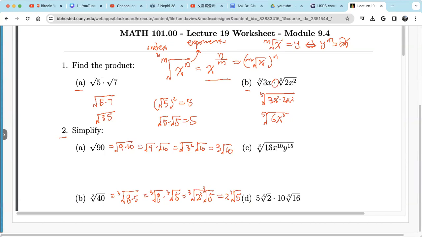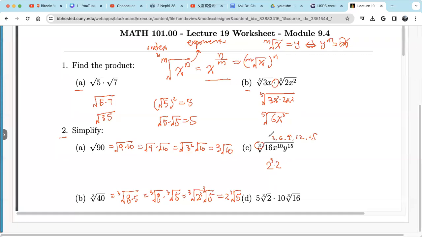Let's see C. We want to simplify. The index is 3, but for the exponents, we have 10 and 15. And the 16 can be written as 2 raised to 3 times 2. Because the index is 3, I'm looking for the exponent to be 3, 6, 9, 12, 15. You see, those numbers are multiples of 3.